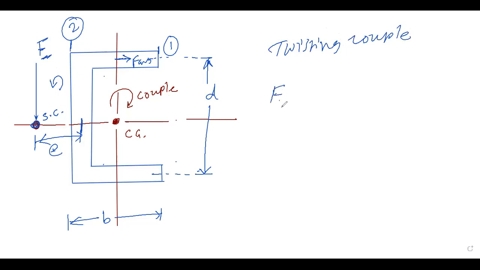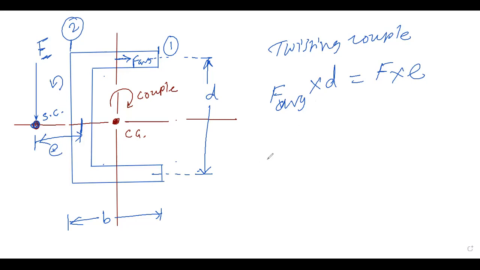which will be nothing but F average multiplied by D is equal to F into E. Due to that, we will avoid the couple, one balancing the other. So whatever the moment due to the average shear force, and whatever the couple or moment due to the applied force F, which is at the shear center, which will cause the twisting couple, is nothing but F average into D is equal to F into E.